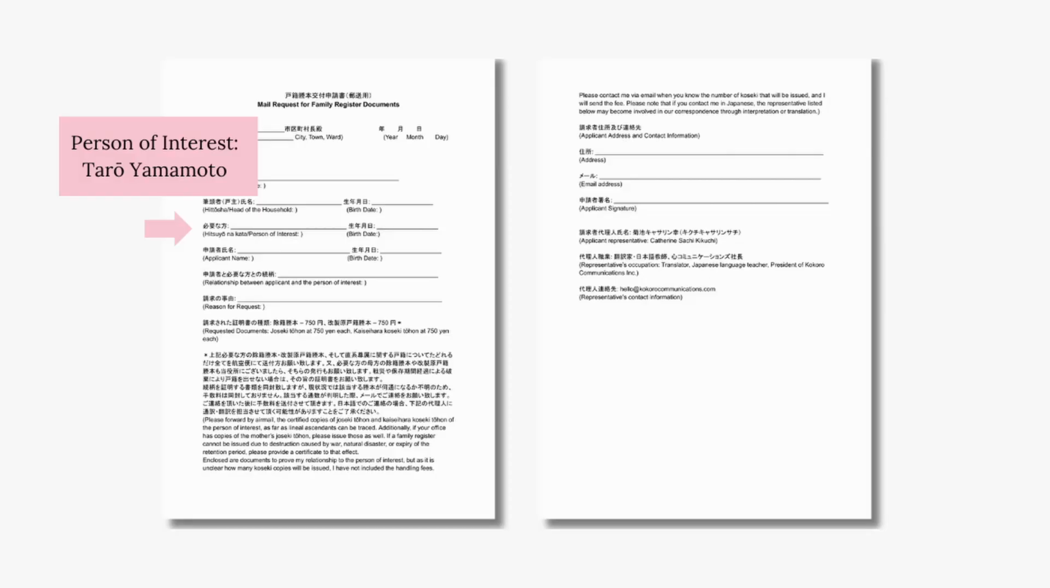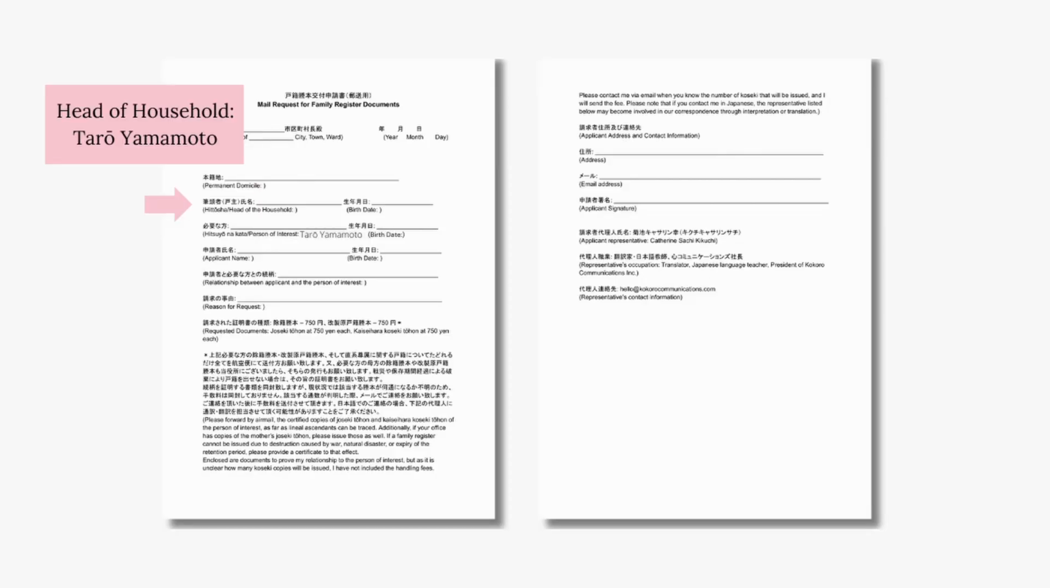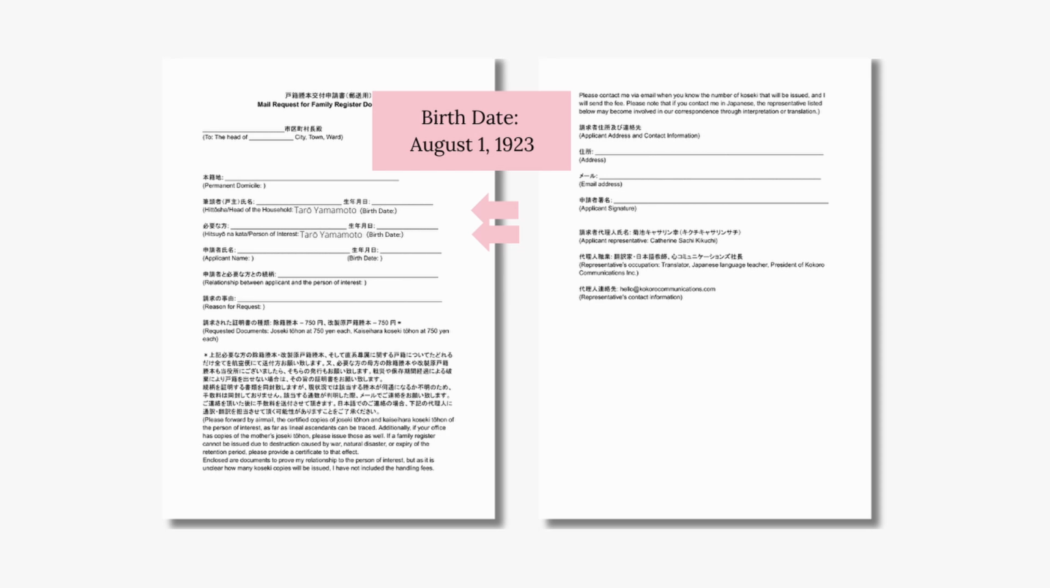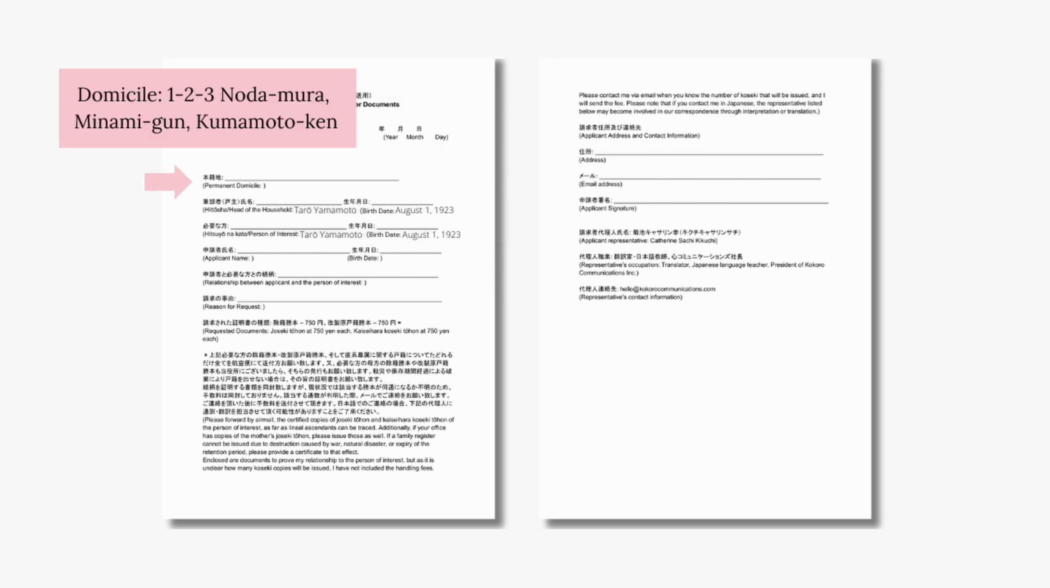Next, let's go through the process of putting the application together. There are a few different koseki application templates that exist out there and that have been proven to work, but let's use my fully bilingual template for today's example. Here's the information we have about my make-believe grandfather. His name was Taro Yamamoto, and he was the head of his household. He was born on August 1st, 1923, which is Taisho year 12. His domicile was 123 Noda Village, Minami County, Kumamoto Prefecture.